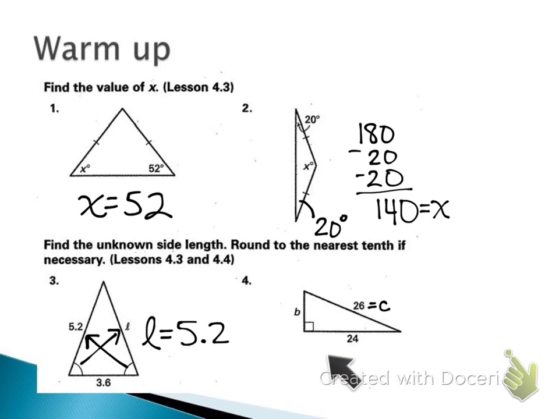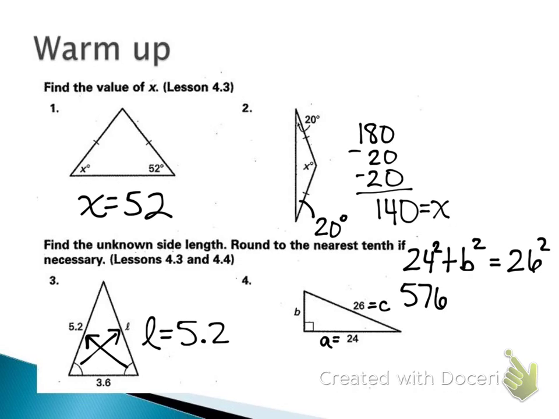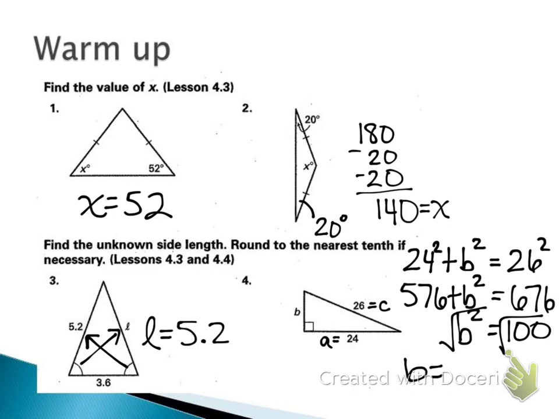They labeled b over here, so 24 is what I will use for a. We plug all of that in. 24 squared plus b squared equals 26 squared. 24 squared is 576. 26 squared is 676. To get b squared by itself, I have to first subtract. So I get b squared equals 100. If I square root both sides, I get that b equals 10.